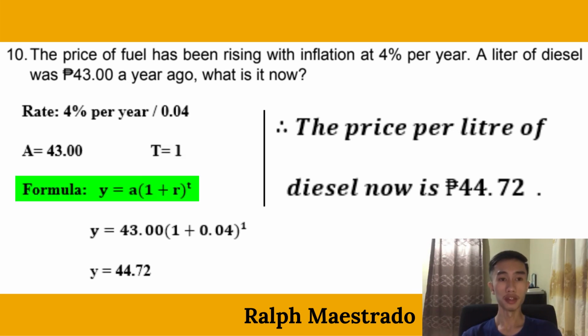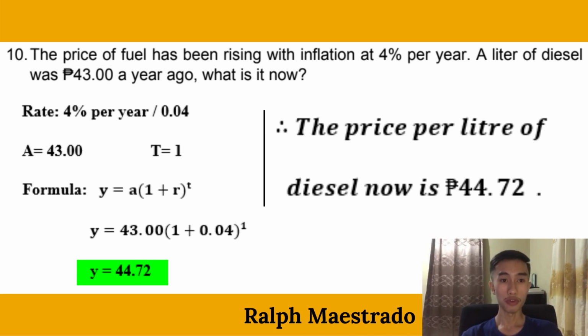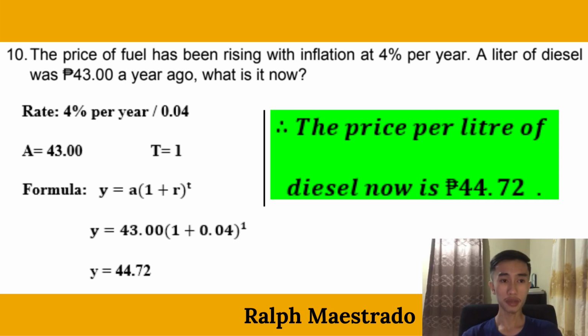Our formula is y is equals to A multiplied by the quantity of 1 plus r raised to t. We substituted our initial amount, rate, and time in years, so it will be 43.00 multiplied to the quantity of 1 plus 0.04 raised to 1, and the answer is y is equals to 44.72 pesos. Therefore, the price per liter of diesel now is 44.72 pesos.